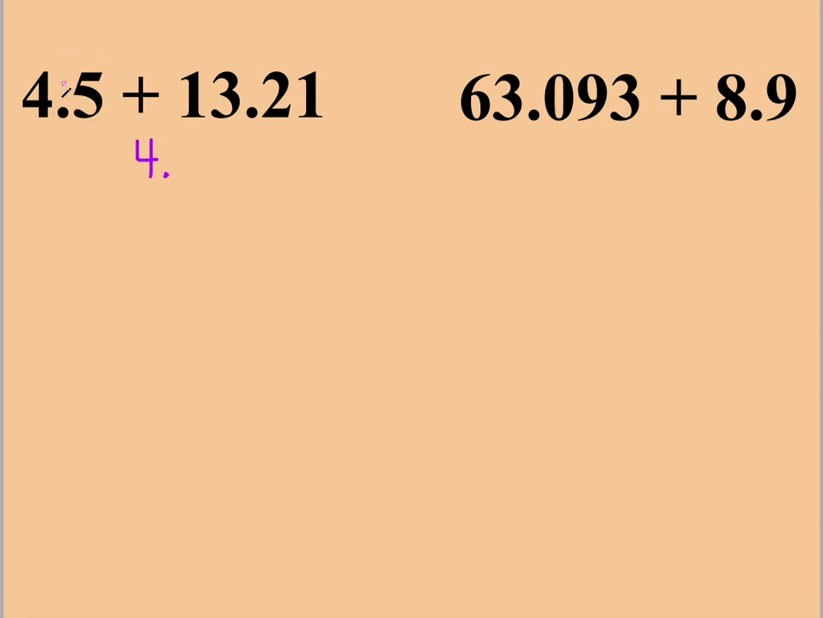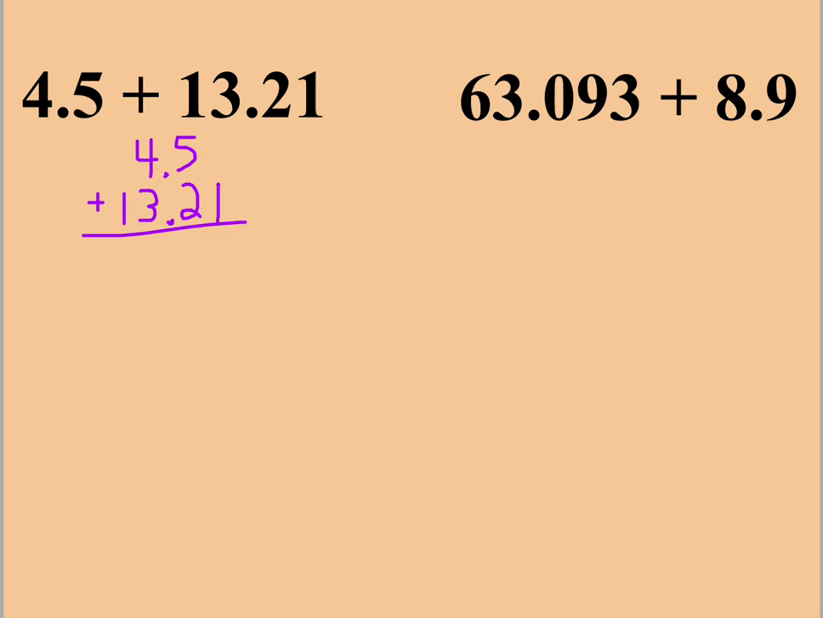And also think about this, 4 and 5 tenths plus 13 and 21 hundredths. So 4 and 5 tenths is between 4 and 5. This 13 and 21 hundredths, that's between the number 13 and 14. So we're going to write this down with our decimals lined up, and our place values, we want to be really careful when we're adding or subtracting like this.